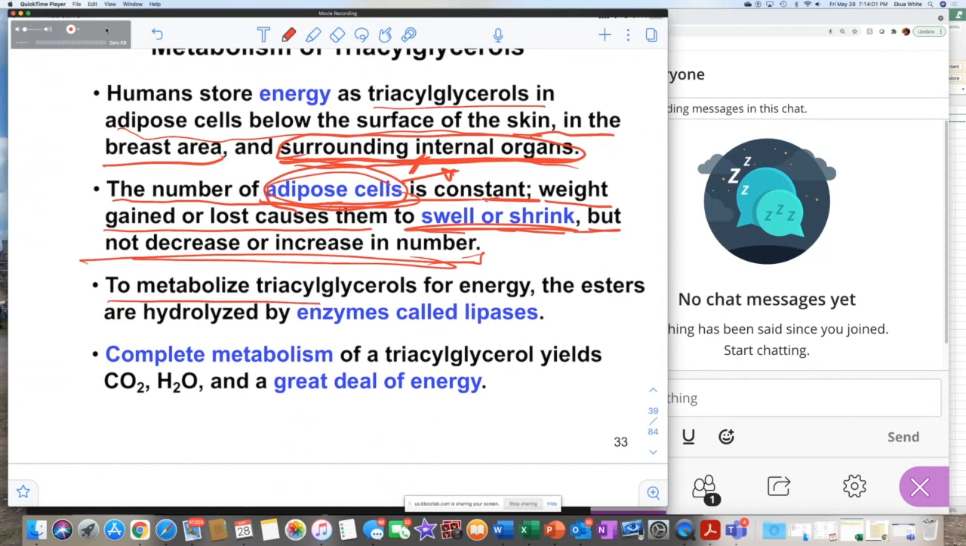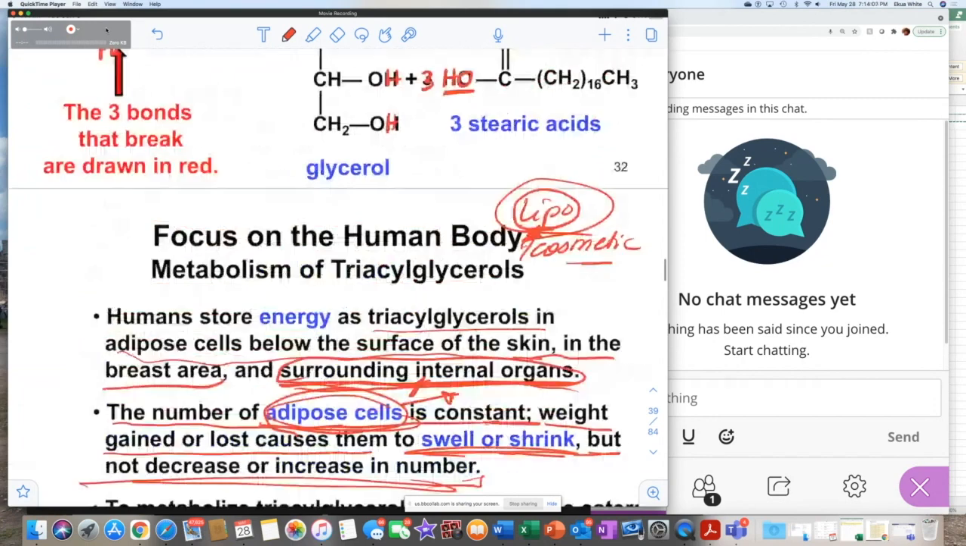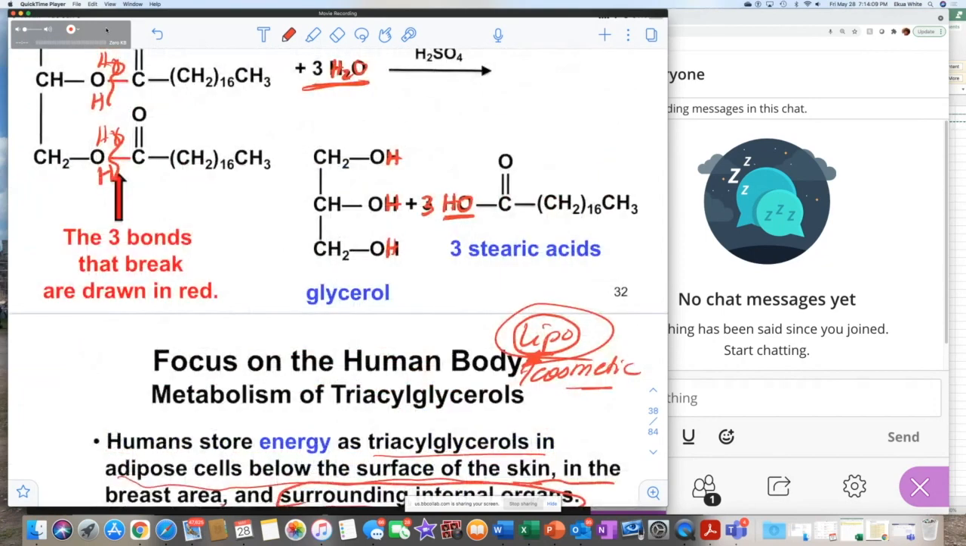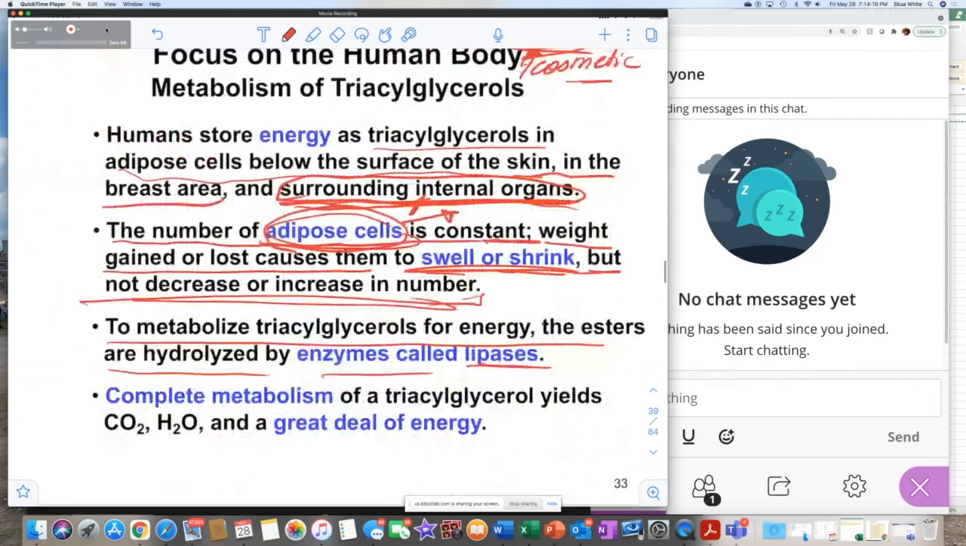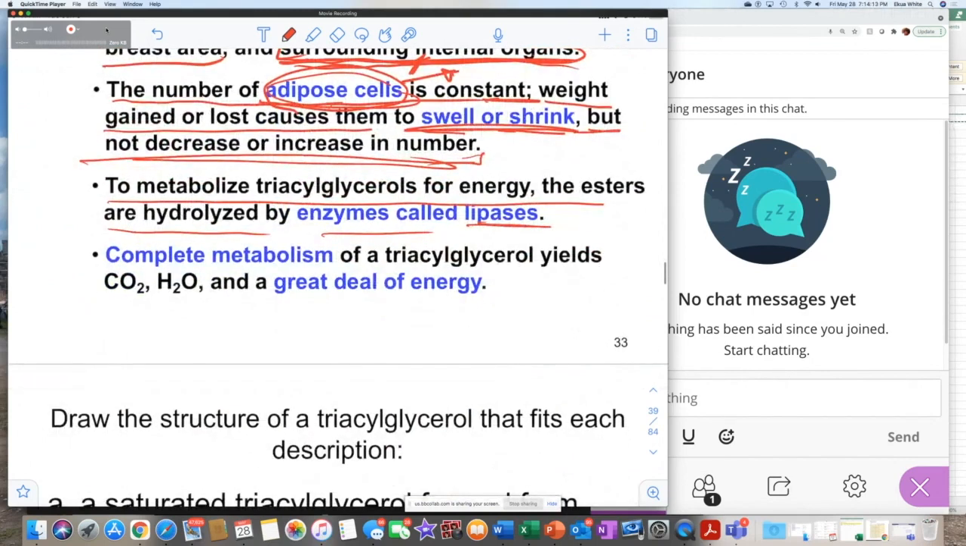Okay, so to metabolize triacylglycerols for energy, the esters are hydrolyzed by an enzyme called lipase. Now we're talking about this hydrolysis process happening inside your body. So in your body, instead of the sulfuric acid catalyst, we have actual enzymes that behave as biological catalysts. So lipase will be the enzyme that breaks down lipids.